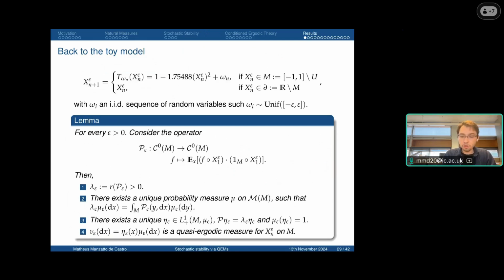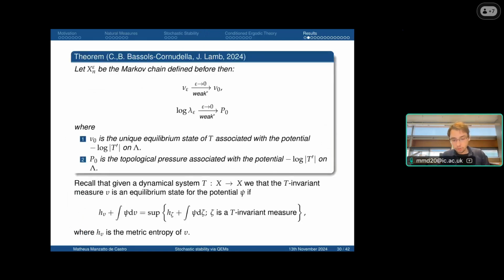epsilon goes to 0. What is really interesting is that what we managed to show is that when epsilon goes to 0, this indeed converges to a measure in the weak-star topology, and the log of the spectral radius also converges to a different value. Here it is weak-star, but it should not be weak-star. These two are real numbers, and we can characterize these values.